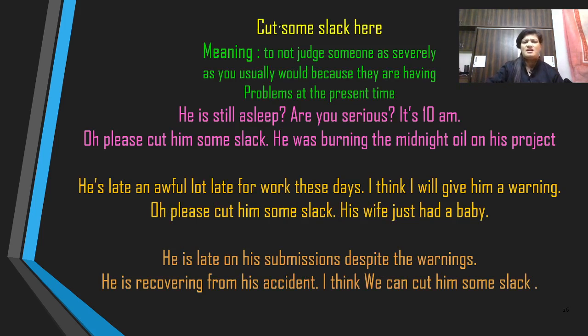Next one is "cut some slack here." Excuse me, which means to not judge someone as severely as you usually would because they are having problems at the present time. As in, the person is not performing well or he is not being what he usually is, and you are judging the person or reprimanding someone or commenting too harshly about that person too soon. And then in that particular situation, you could say, cut some slack here. Let's see the usages of that.